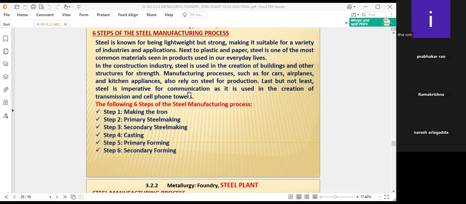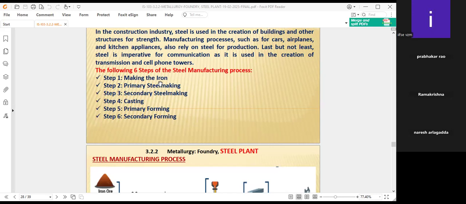Transmission of the voice, transmission of the sound, creation of the transmission, cell phone towers are also important here. The following six steps of the steel manufacturing process are: first of all, making the iron. Second is primary steel making, then secondary steel making, then casting, again because making into wires, making into pipes, making into channels, making into beams, like this.